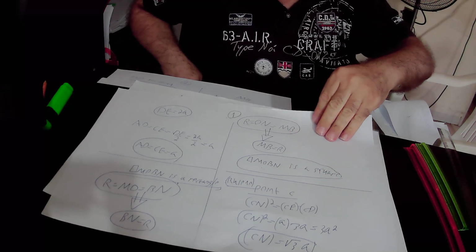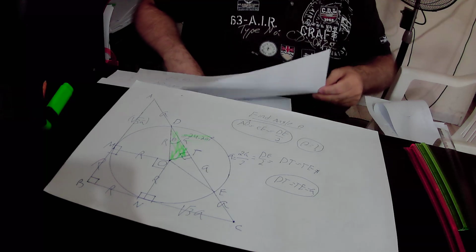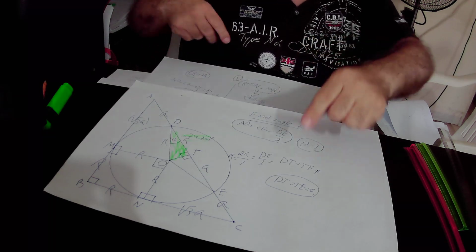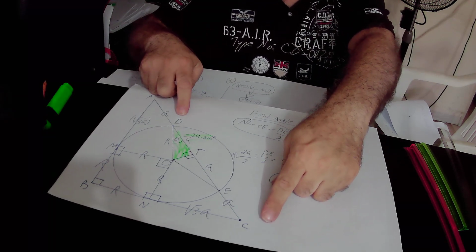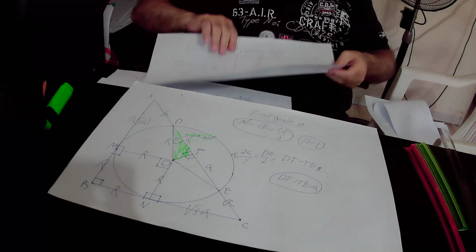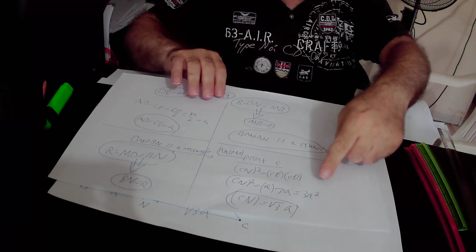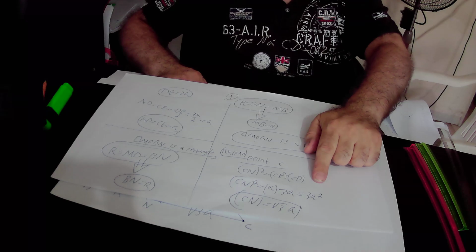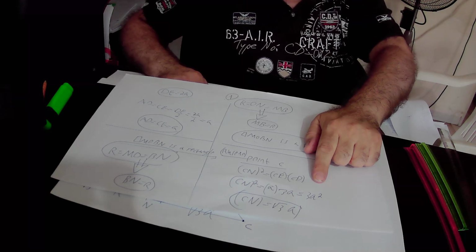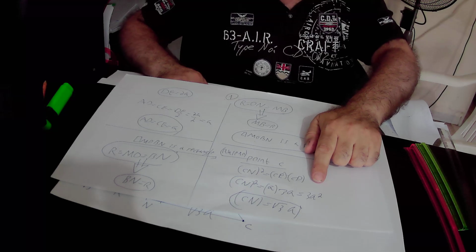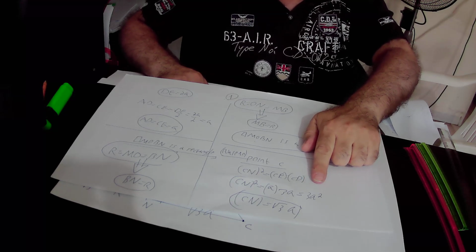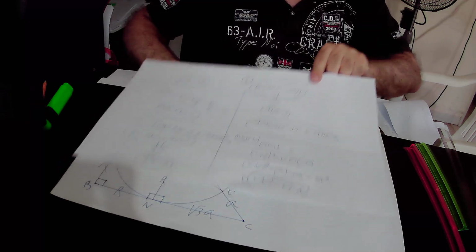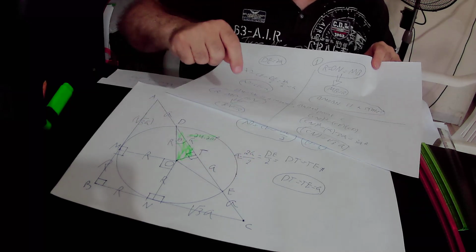So CN squared equals CE times CD. CE equals A, so substitute CE by A. CD equals A plus A plus A, that is 3A, so substitute CD by 3A. In conclusion, CN squared equals A times 3A, that is 3A squared. So CN equals the square root of 3A squared, and the square root of A squared is A. So in conclusion, CN equals the square root of 3 times A.